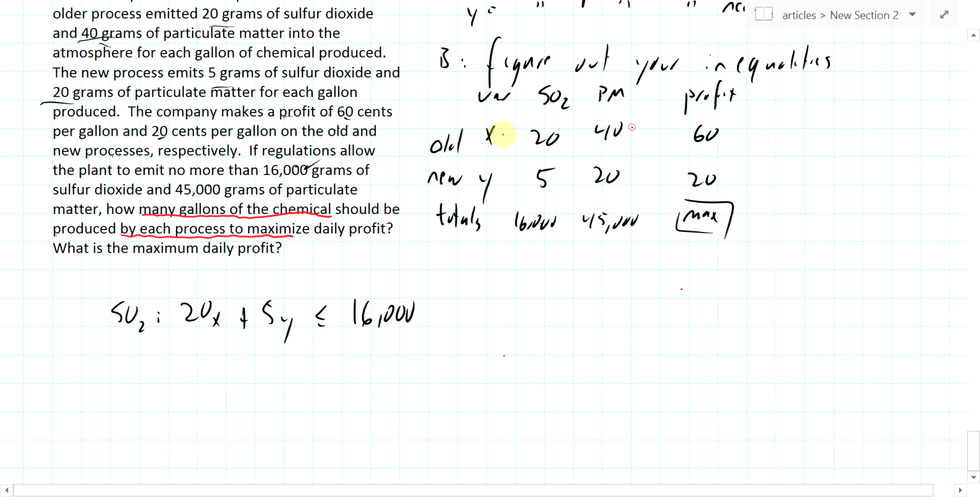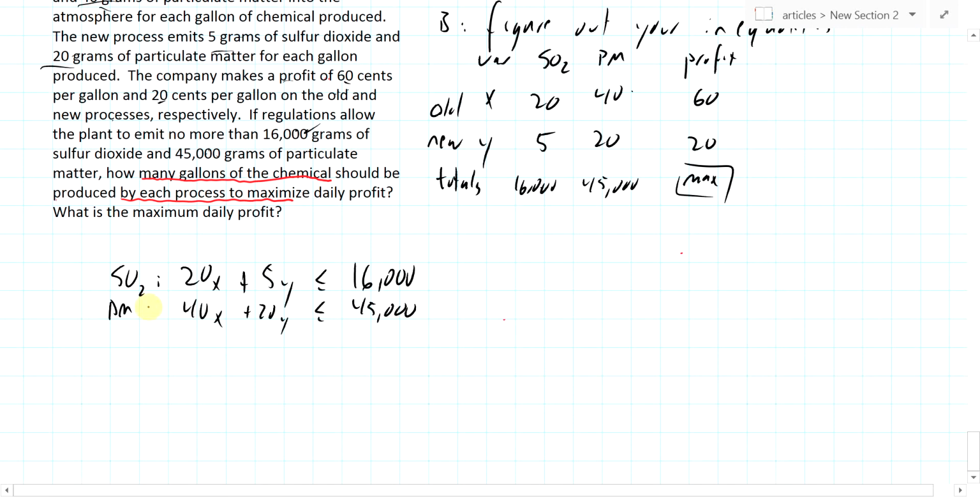Particulate matter, 40X plus 20Y has to be less than or equal to 45,000. Right. So there are two constraints. Unstated, but assumed, is that we are actually making stuff. So Y greater than 0, X greater than 0.